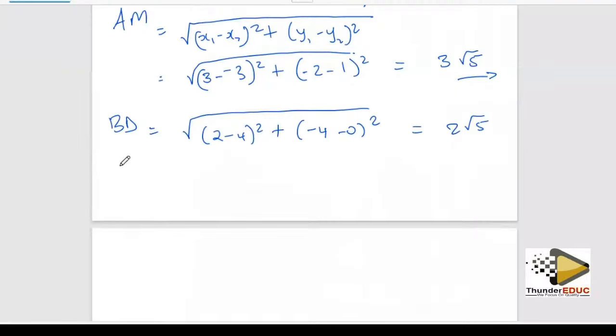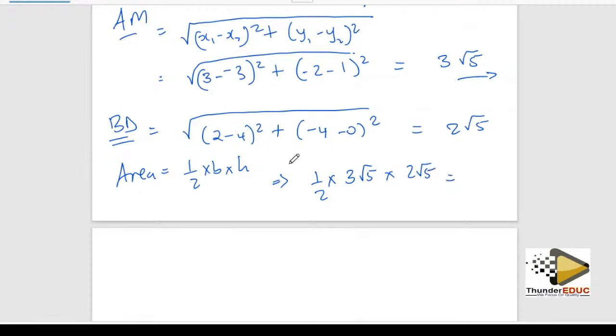Okay, but since ABD is a triangle, I know that the area of a triangle will be given as a half times the base times the height. So our base is the BD, and then our height is the AM, as initially stated. So when I substitute, it's gonna be a half times 3 root 5, and then multiplied by 2 root 5. Okay. When I simplify that, that is 6. So 3 times 5, which is 15.